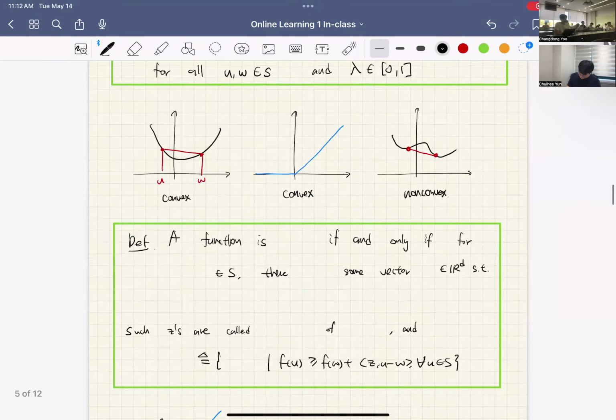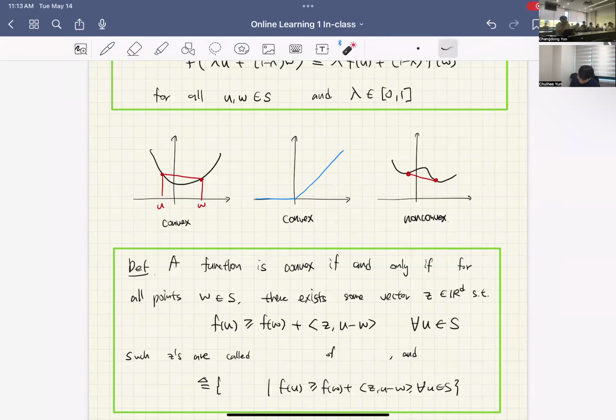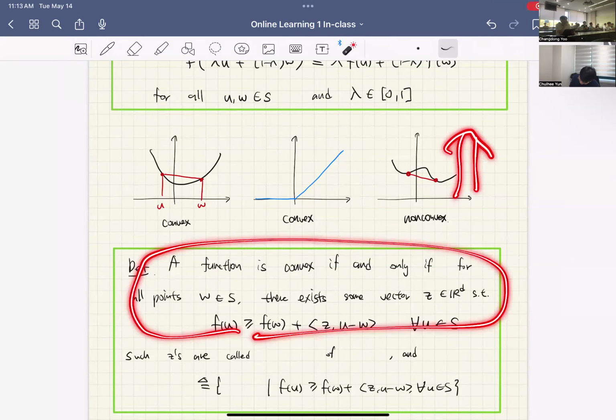All right, so a function is convex if and only if, for all points w in the domain S of the function, there exists at least one vector z, such that f of u, where u is some other point in the domain, is always lower bounded by f of w plus the inner product between this vector z and u minus w. And this has to hold for all u in the domain S. So this is an equivalent definition of convexity, an if and only if.